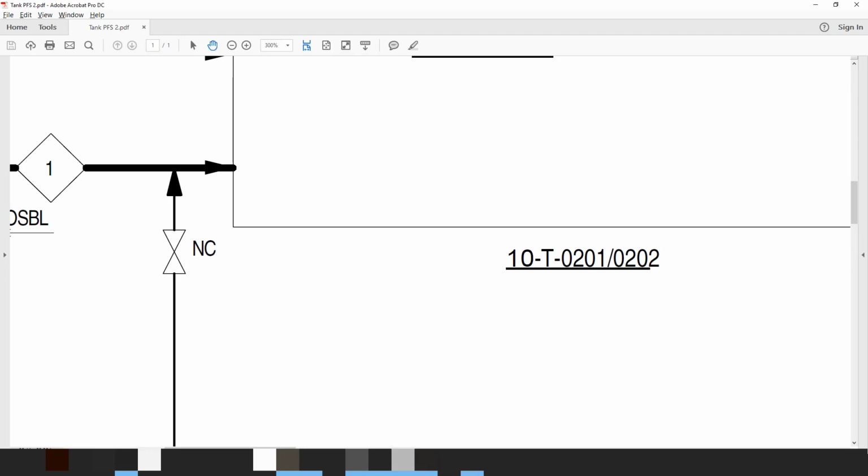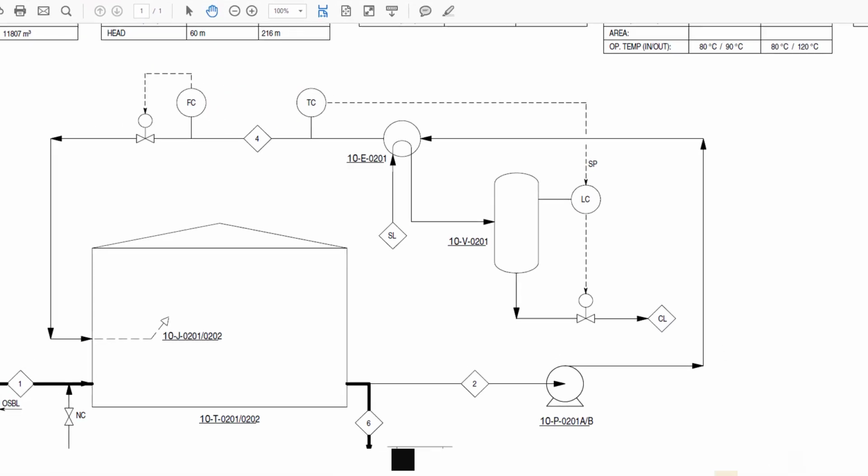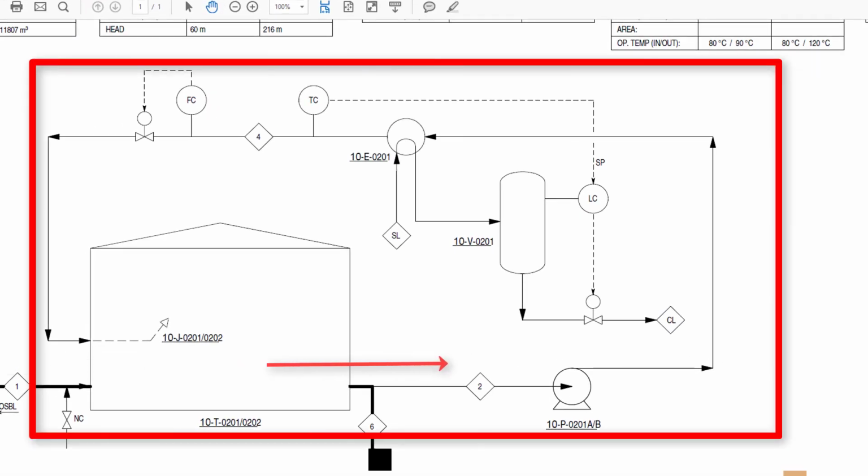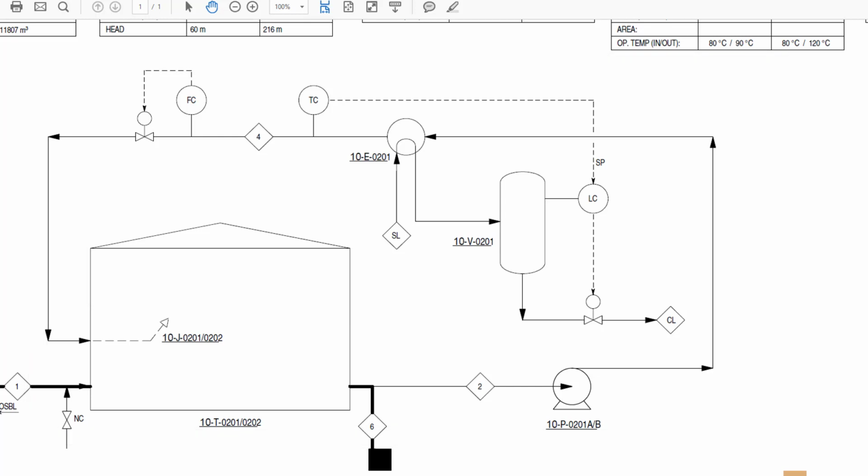Now look at this loop. This is the circulation loop. Fuel oil from the tank is supplied to the pump, which is passed through the heat exchanger and returned to the tank. You have to maintain the temperature of the fuel oil, otherwise it will get thick and choke the line and also settle in the tank.